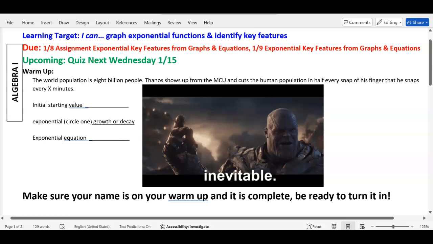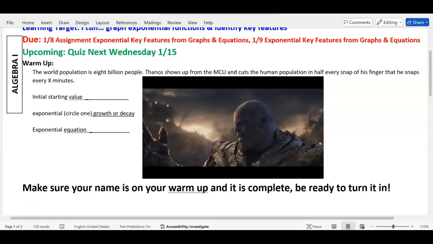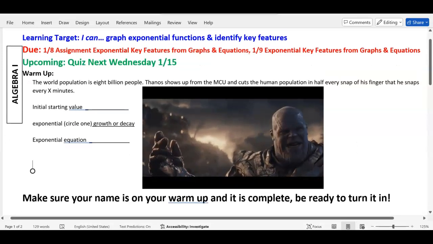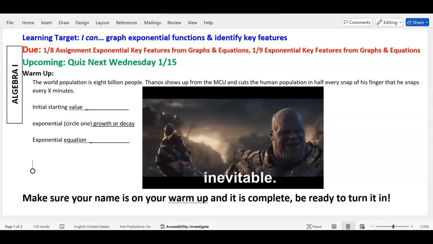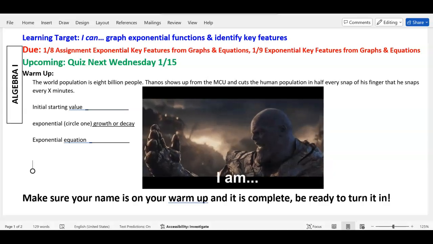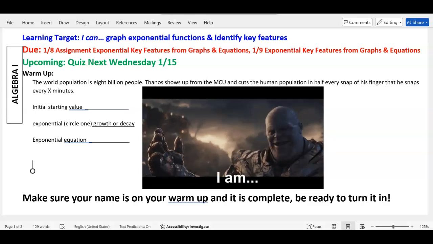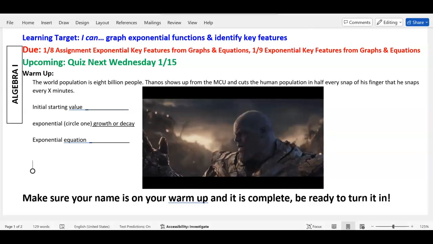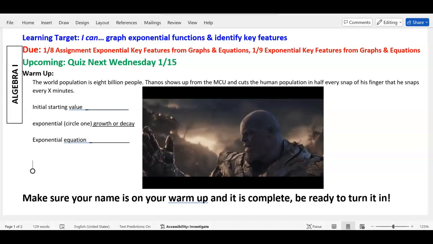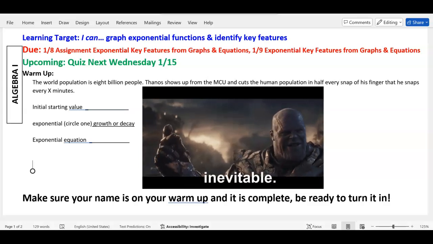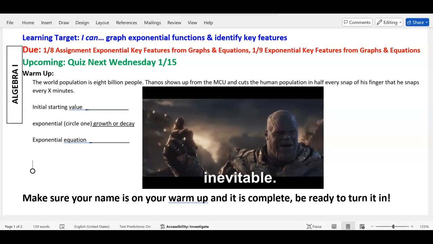All right, well, here's a word problem, right? So it says the world population is 8 billion people. Thanos shows up from the MCU. And he cuts the human population in half every snap of his finger that he snaps every X minutes. So what's the initial starting value in this problem? What do you think? We're talking about population. What's the current population, the initial population?